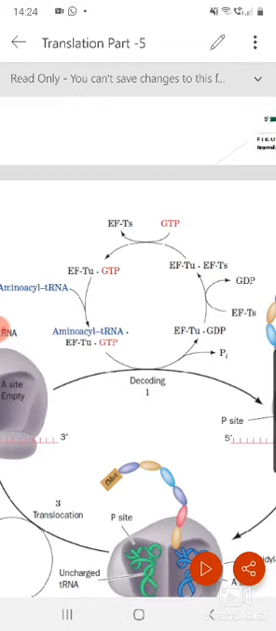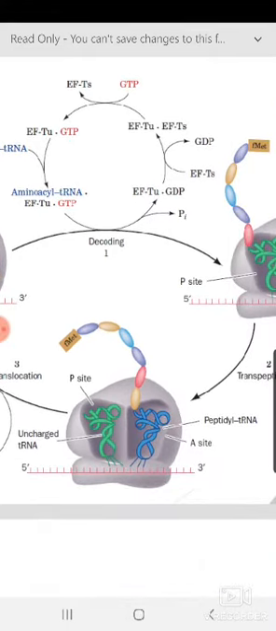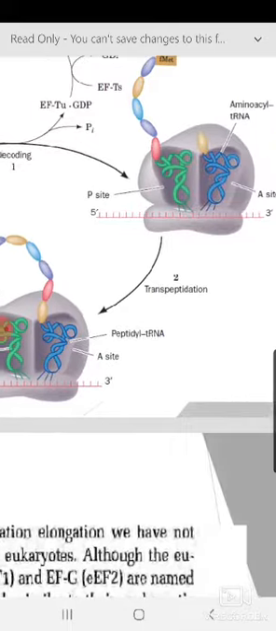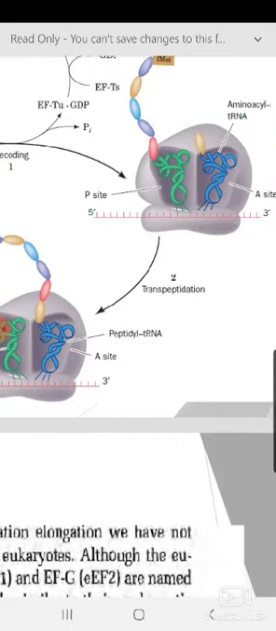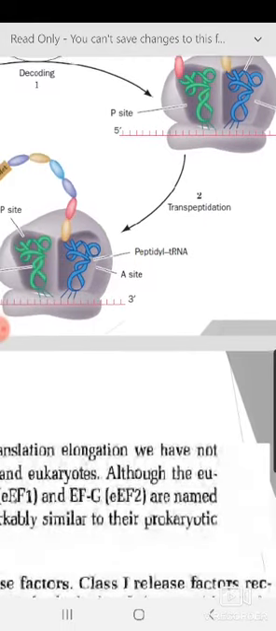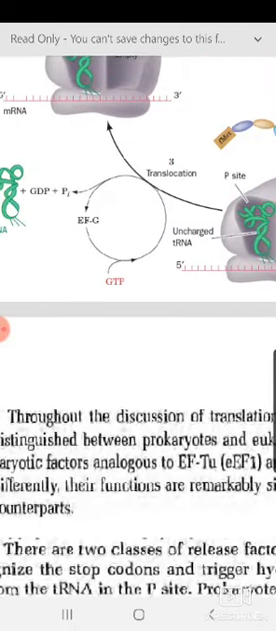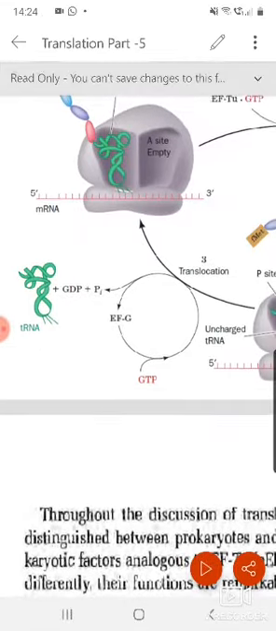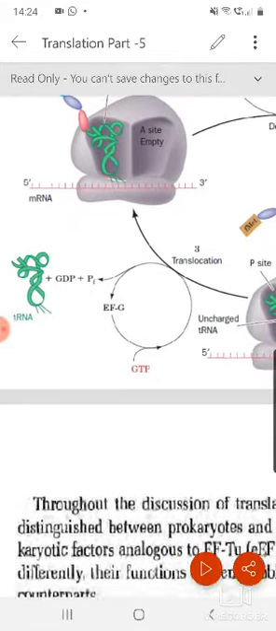Exchange factor. Now this is step 1, which is named decoding. Now the second step is transpeptidation, where it is catalyzed by the ribozyme. And then the third one is translocation, which is with the help of EF-G. It is again a new A site being generated.